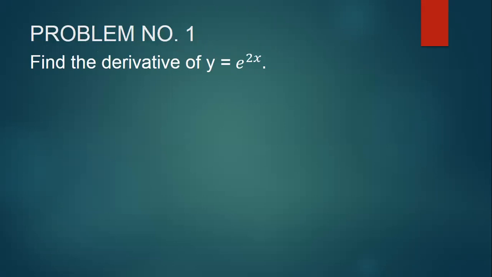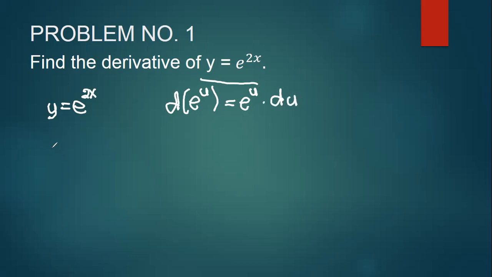So let's have our first example. You're asked to find the derivative of the given function y, which is equal to e raised to 2x. I'm going to write the function here. So y is equal to e raised to 2x. For us to determine the first derivative, we're going to use the derivative of e raised to u, which is e raised to u times the derivative of u.